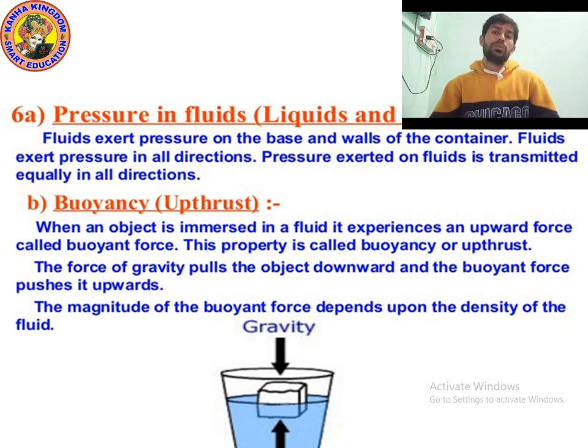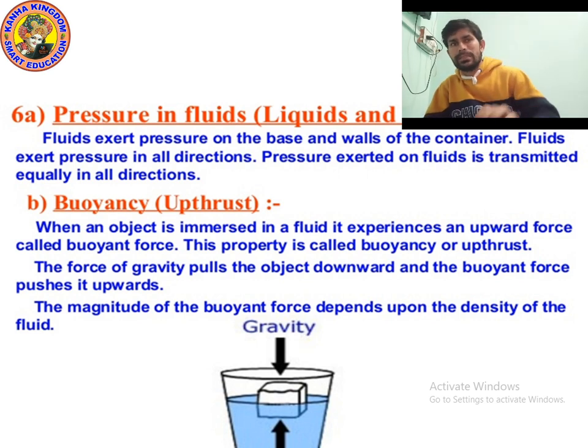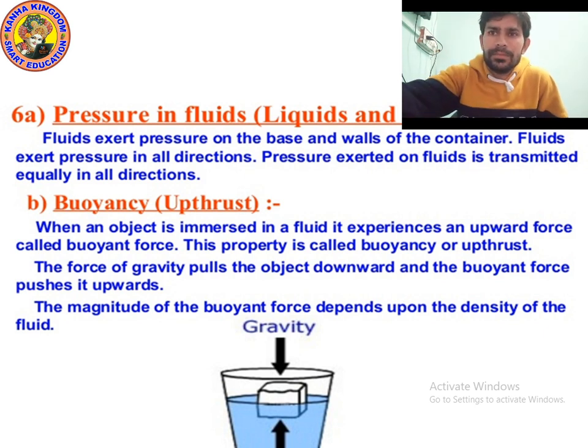So the formula of density is mass upon volume. When the volume increases, density decreases. So volume also matters. I hope you understood. Now let's talk about the principle called Archimedes principle. Let's move on to the next point.